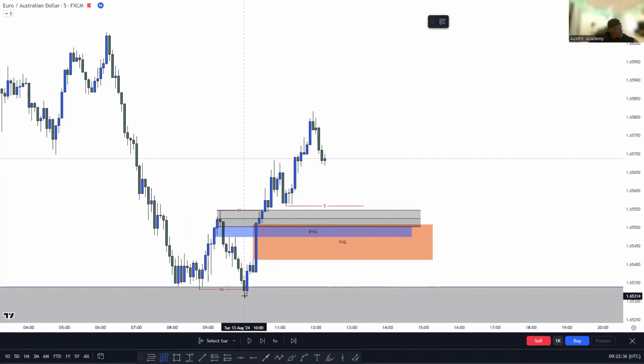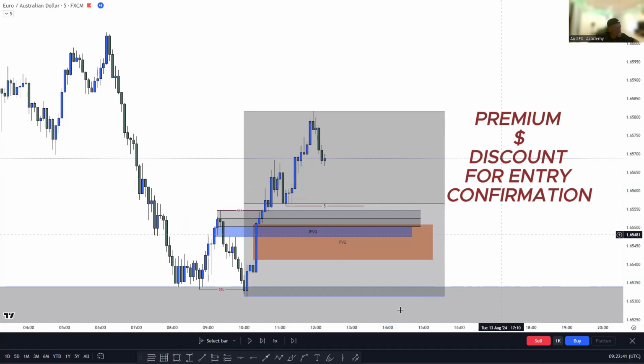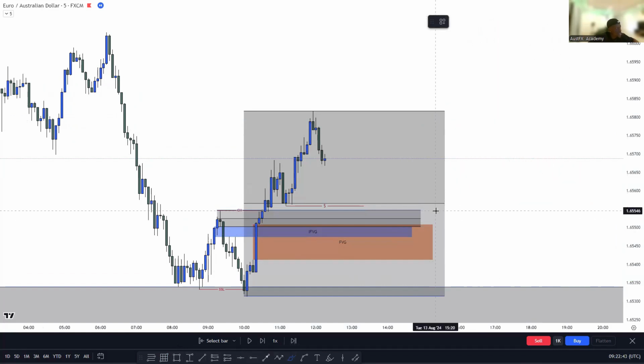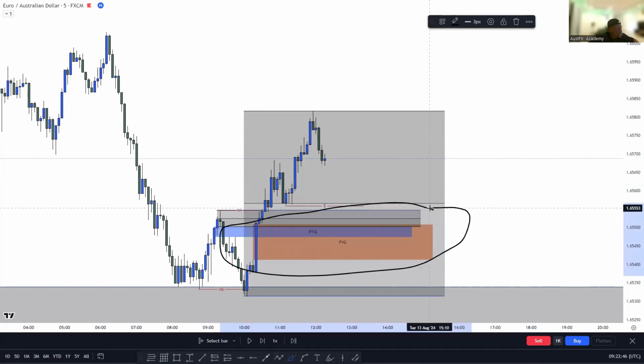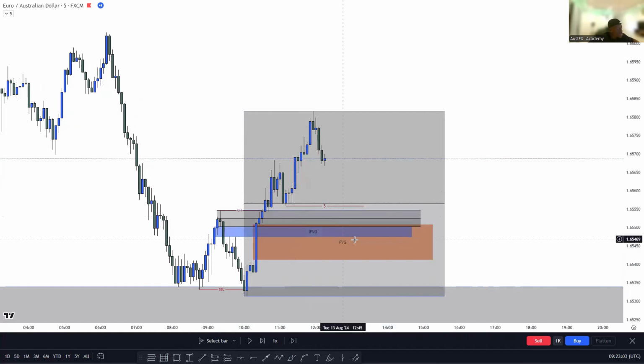So here, as price was coming down, I still want to mark my premium and discount to make sure that my points of interest are still sitting inside this discount zone. So we mark premium and discount on the higher time frame to find our point of interest, and on the smaller time frame to also find our point of interest for our entry confirmation. So here you could clearly see that my point of interest, my fair value gap, my inversion fair value gap, my breaker block, they are all sitting inside my discount level.